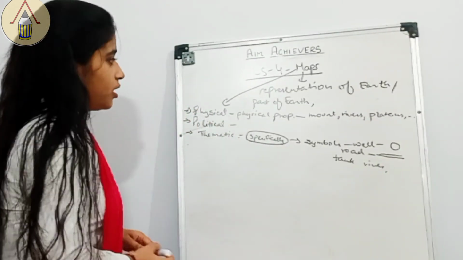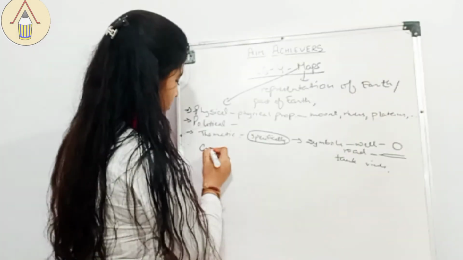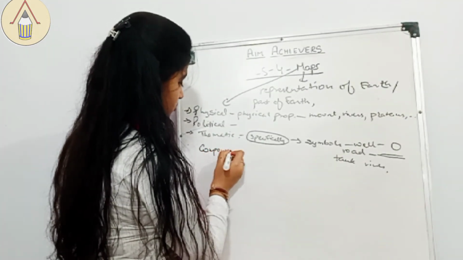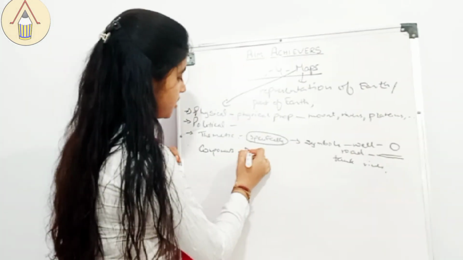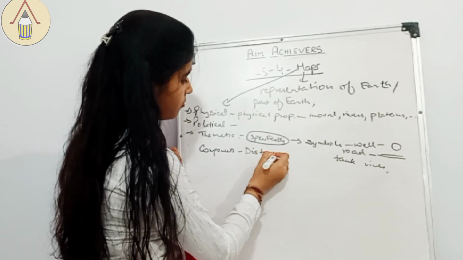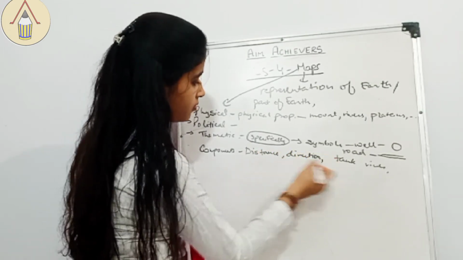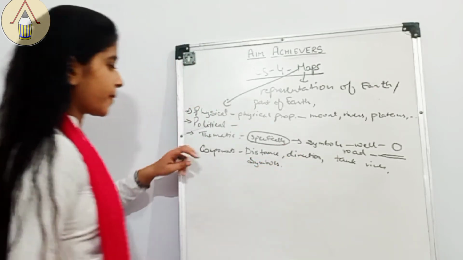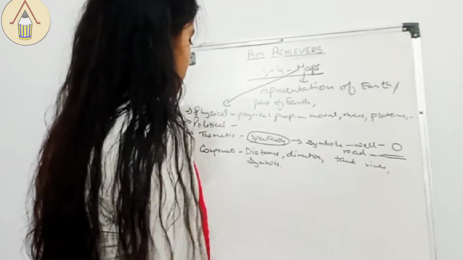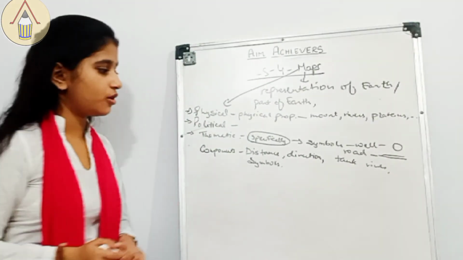Okay. Now, after talking about the types of maps, we are coming to the components of maps. So, there are three components: distance, direction, and symbols. Distance, direction, symbols.